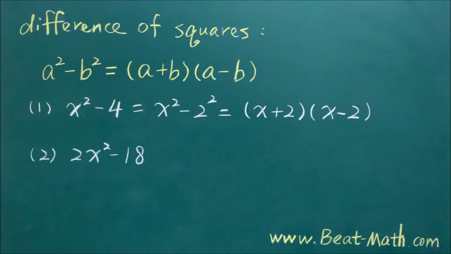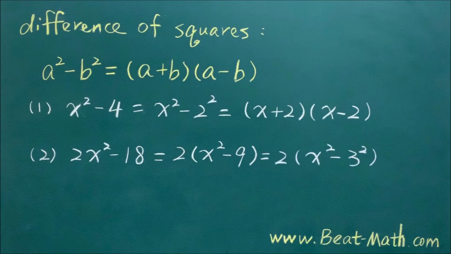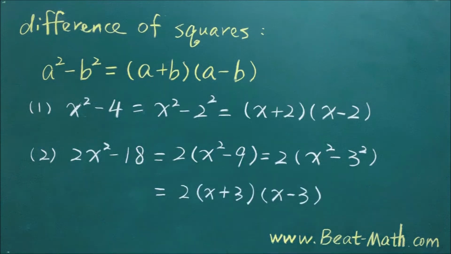2x squared minus 18. At first glance, it seems the formula of the difference of squares cannot be applied to this because 18 is not the square of an integer. But if we look closer, we will see they have a common factor 2. We can factor out the 2 and get 2 times the quantity of x squared minus 9. Aha! Now we have a 9 here, which is the square of 3. Then we can apply the formula of the difference of squares and get 2 times the quantity of x plus 3 times the quantity of x minus 3.